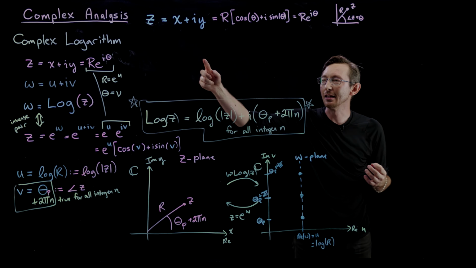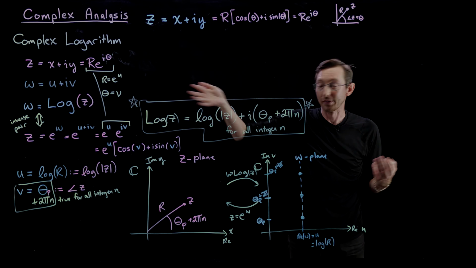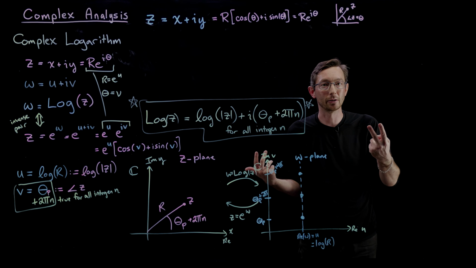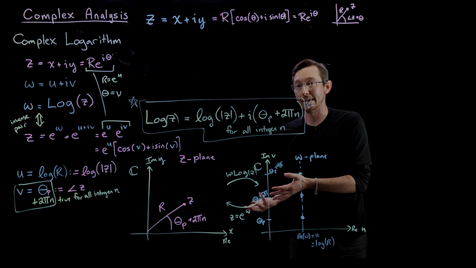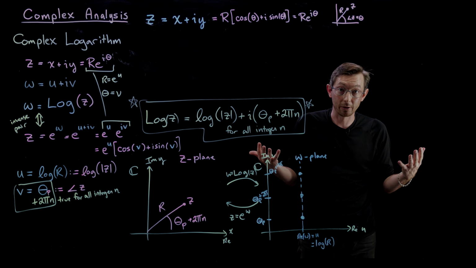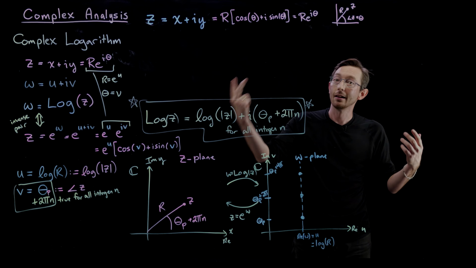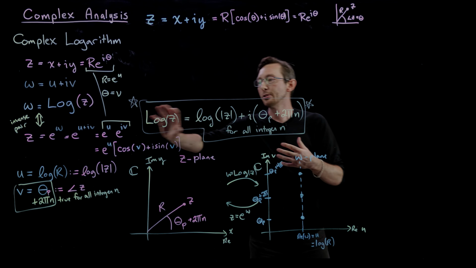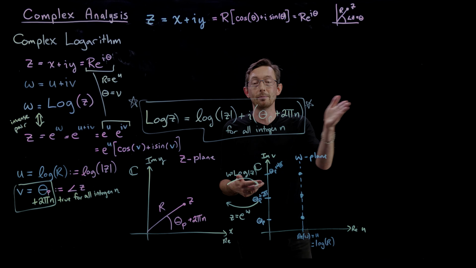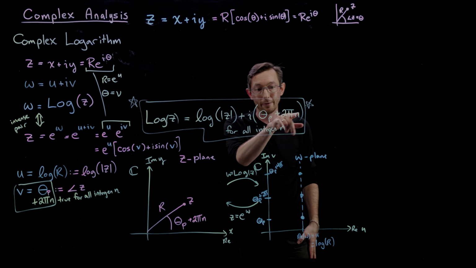Remember, if I take the square root of 9, that's also a multi-valued function. We know that there are two values for the square root of 9, 3 and negative 3. There are two values for the square root of negative 1, i and minus i. This is no different. There are just infinitely many solutions of log z for every integer n here.